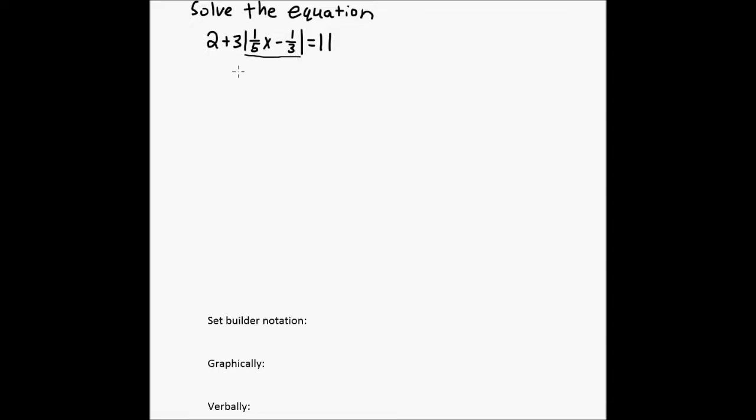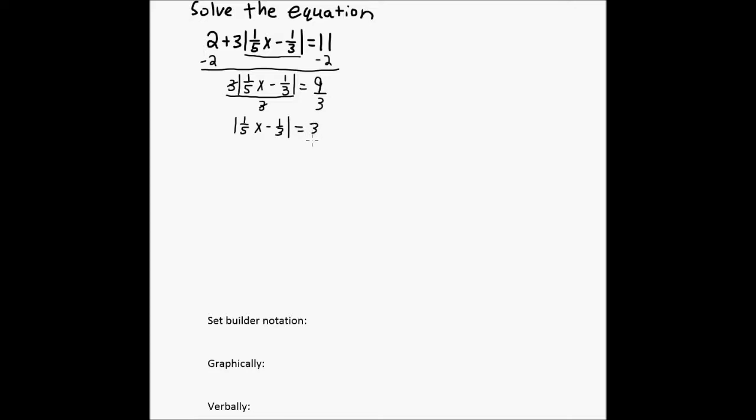So the first thing I need to do is subtract 2 from both sides, minus 2. And that leaves me with 3 times the absolute value of 1/5 x minus 1/3 is equal to 9. Now this is 3 times the absolute value, so I'm going to divide both sides by 3 to do the inverse of that. These 3's cancel, and I'm left with the absolute value of 1/5 x minus 1/3 is equal to 3.